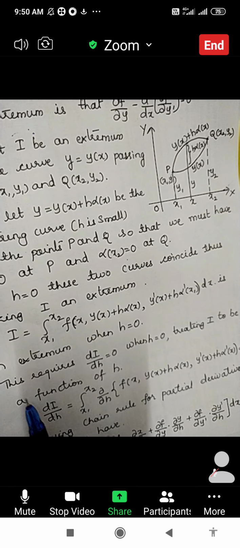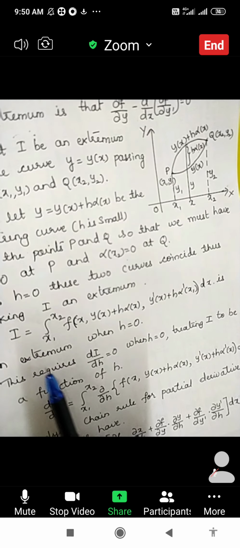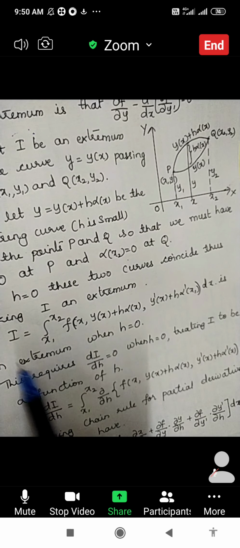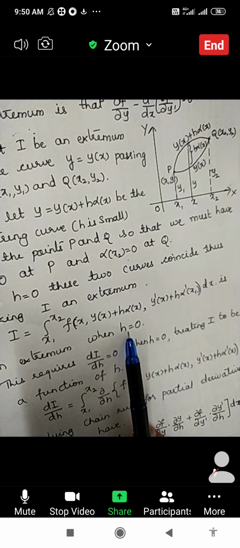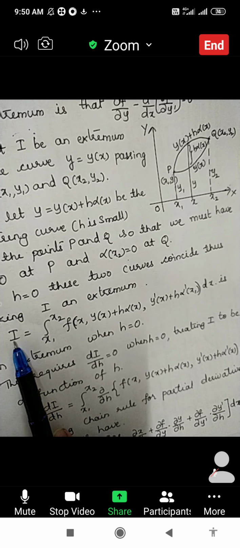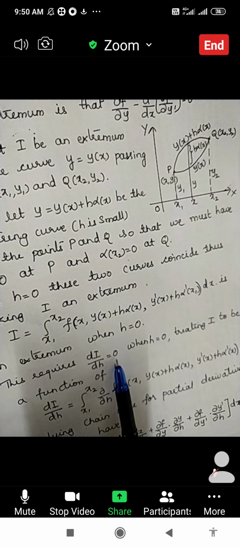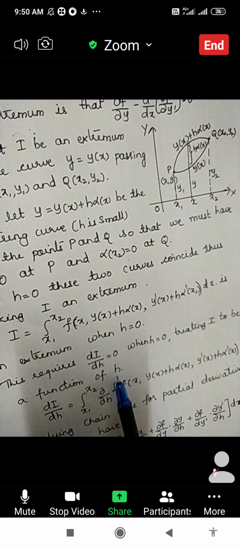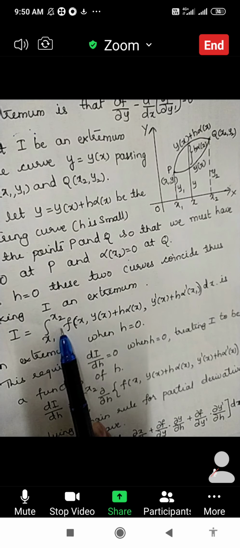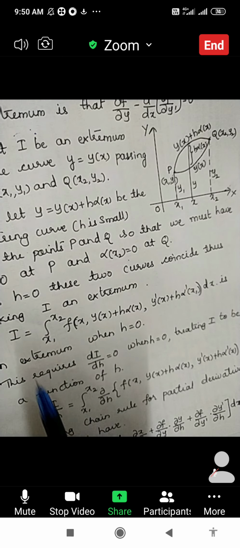Then for any function, we have learned that to have maxima or minima, its first order derivative should be 0. So when the critical point is in terms of h, the derivative of this I with respect to h has to be 0, treating I as a function of h. So let us find dI by dh. For this, differentiate both sides with respect to h.